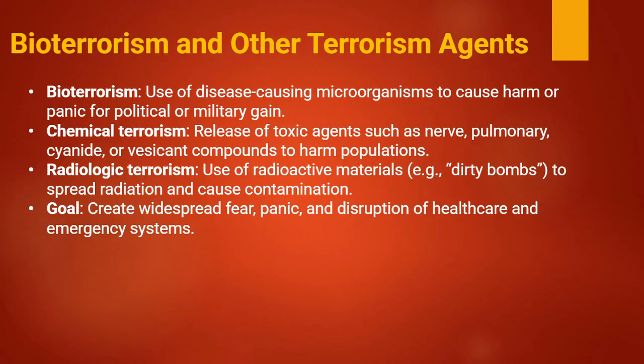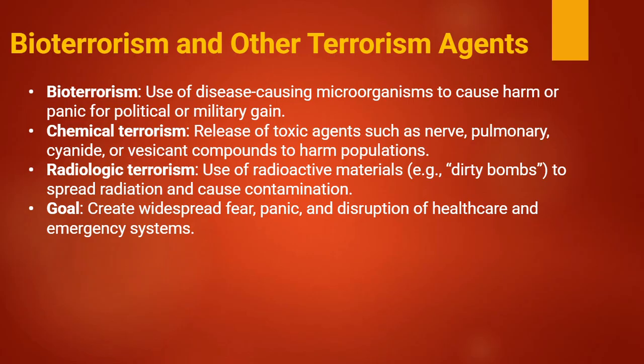Common examples of potential bioterrorism agents include anthrax, smallpox, plague, and botulinum toxin. The Centers for Disease Control and Prevention, CDC, categorizes these into 3 priority levels, A, B, and C, based on how easily they can be spread, their mortality rate, and the level of preparedness needed to manage them. Category A agents, like anthrax and smallpox, pose the highest risk due to their ease of transmission and potential for high death rates.